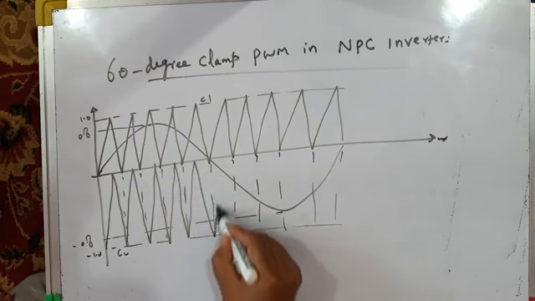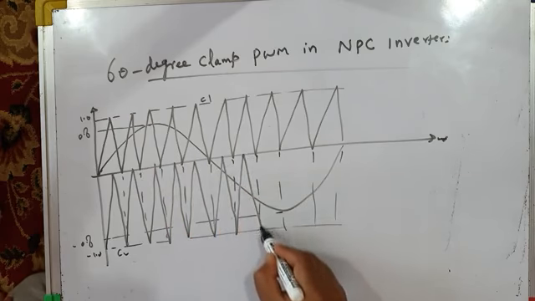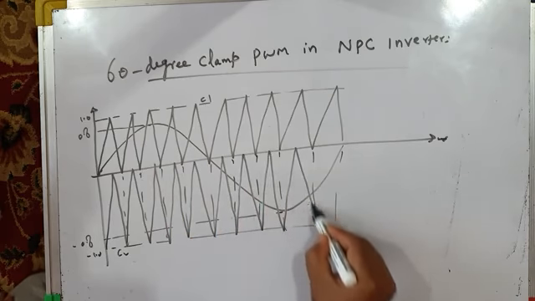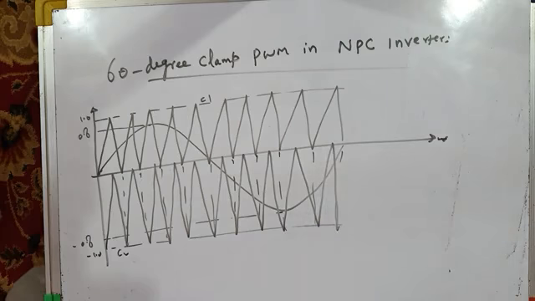Drawing inaccuracies are regretted because I am drawing these in a very hurry. I want to finish it today only, so that's it. Bus clamping will be done like this.